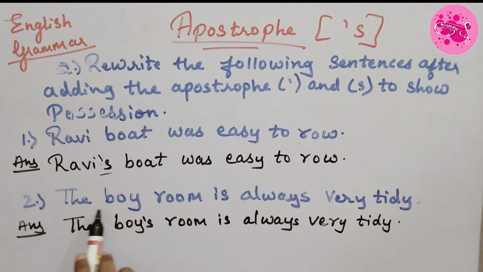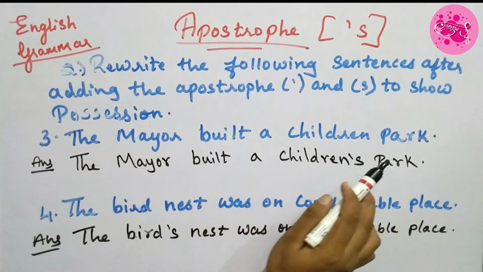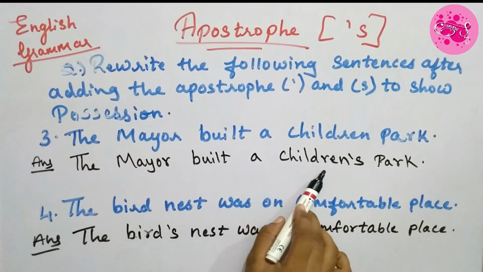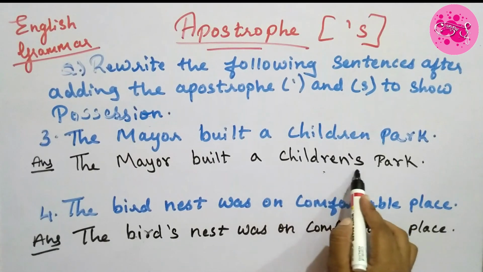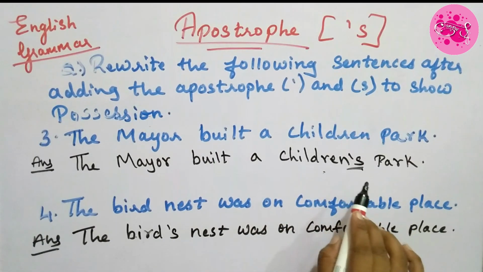The boy room is always very tidy. Your answer: the boy's room is always very tidy. Next is, the mayor built a children park. So the answer: the mayor built a children's park. Here in the word children we have to add apostrophe s.